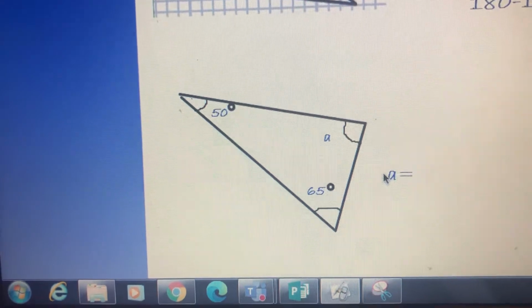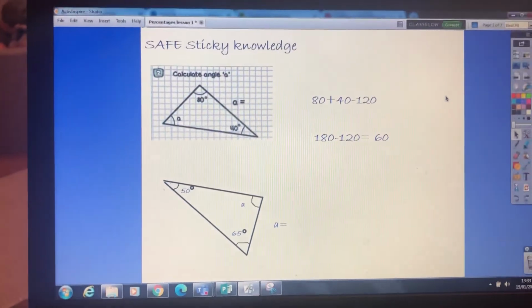So I'll zoom in for you. Have a go at that for me. Find the angle A.